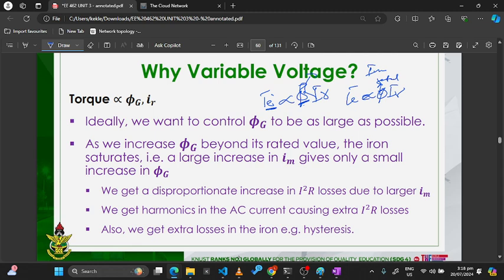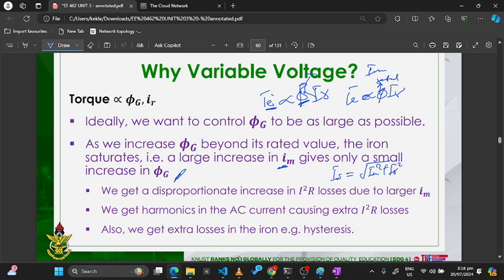And as we increase the flux beyond its rated value, the iron will saturate. That is, a very large increase in Im, the magnetizing current, gives only a small increase in the flux, which is not good. So then we get a disproportionate increase in I R squared losses due to the larger Im. Remember, Is, the rated current, is equal to the square root of Im squared plus Ir squared. Is that okay?